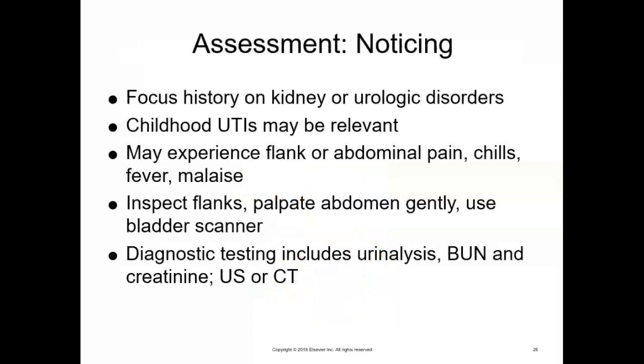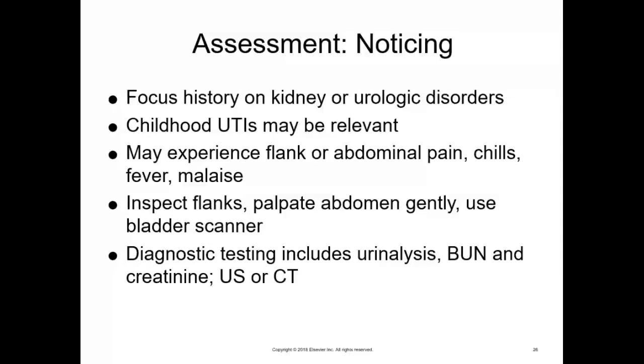In regards to assessment, obtain a history from the patient focusing on known kidney or urologic disorders. A history of childhood urinary tract problems may indicate previously undiagnosed structural defects. Ask about his or her usual pattern of urinary elimination, especially amount, frequency, color, clarity, and odor. Ask about flank or abdominal pain, chills, fevers. Malaise may be present with UTIs.